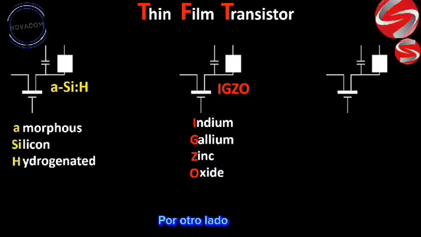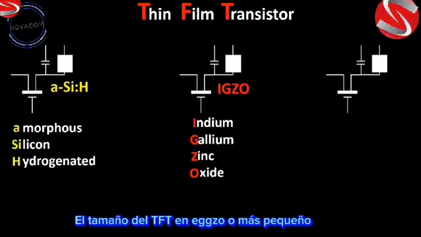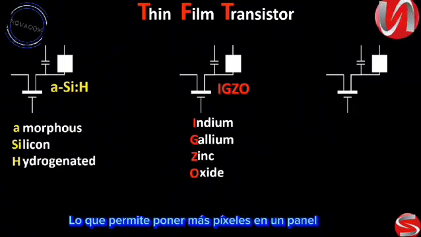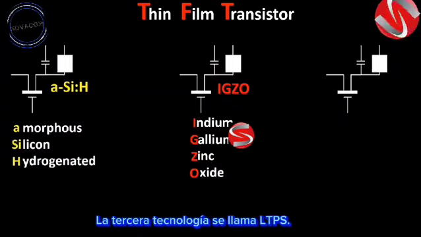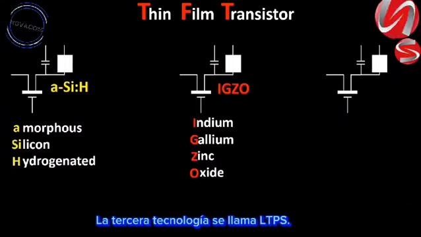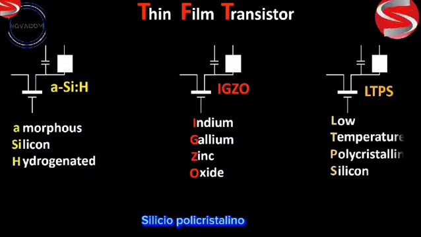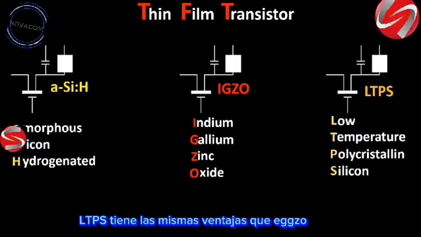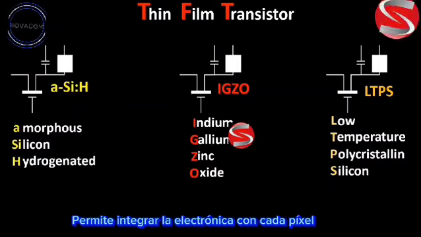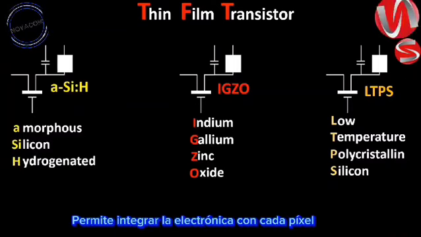On the other hand, the size of the TFT in IGZO are smaller, which allows to put more pixels in a panel, hence an improvement of the display resolution. The third technology is called LTPS, which is the acronym of low temperature polycrystalline silicon. LTPS has the same advantages as IGZO, and in addition it allows to integrate the electronics with each pixel.